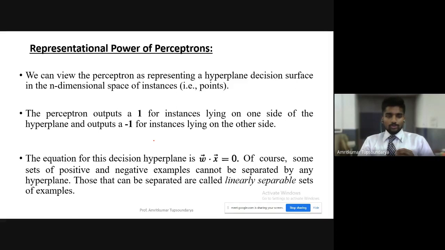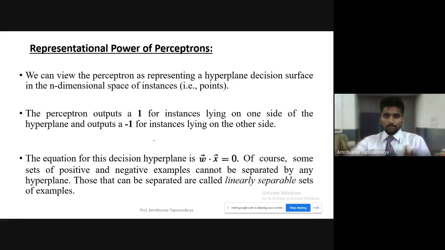So, in order to define the representational power, why it is important, in simple terms, it is just to make the classification or simply the segregation of whatever decisions or instructions or whatever output or result we get, to bifurcate or analyze those outputs in a simpler manner. So the better the representation, the better the understanding and analysis will be. We can view this particular perceptron as representing a hyperplane decision surface.